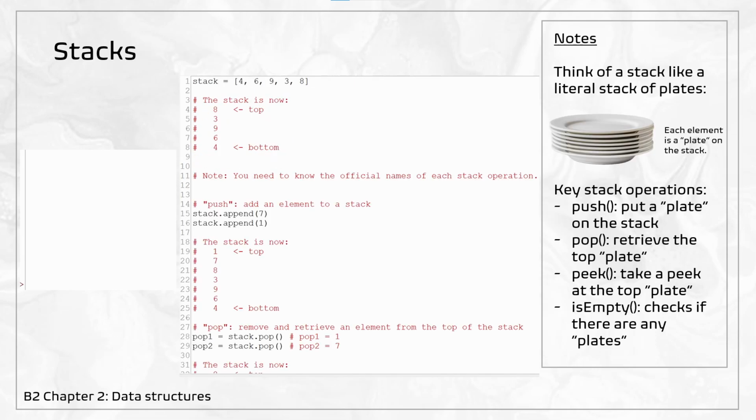So that's the basics of lists. Next, we'll look at two special forms of lists, stacks and queues. Both stacks and queues are new data structures that derive from lists. You can think of a stack data structure as a literal stack of plates.